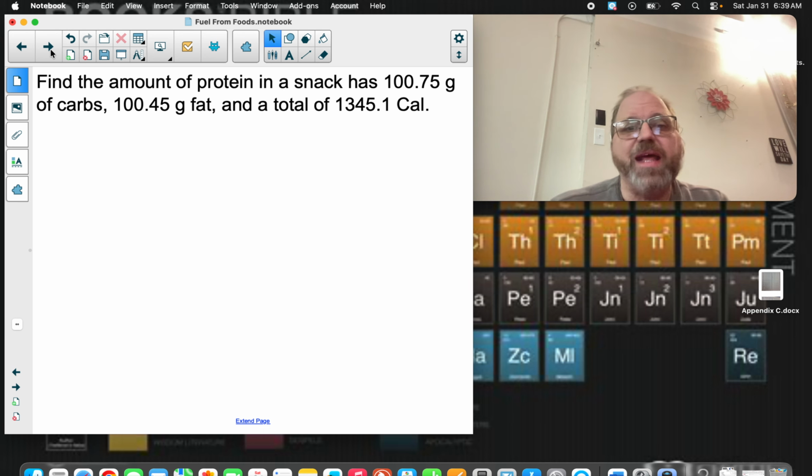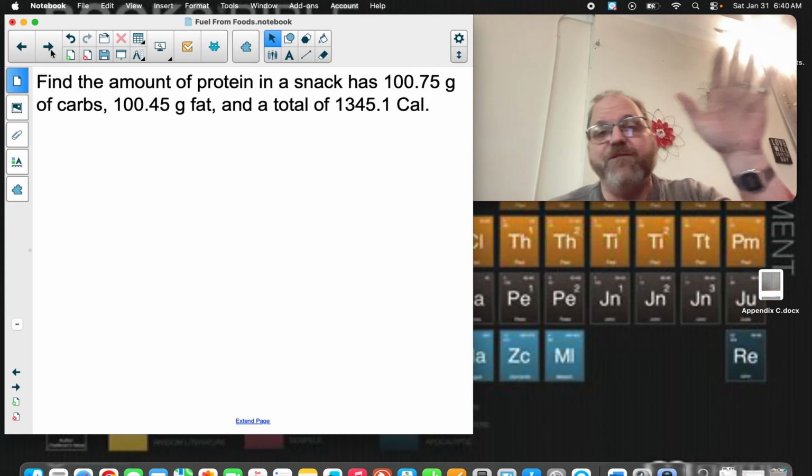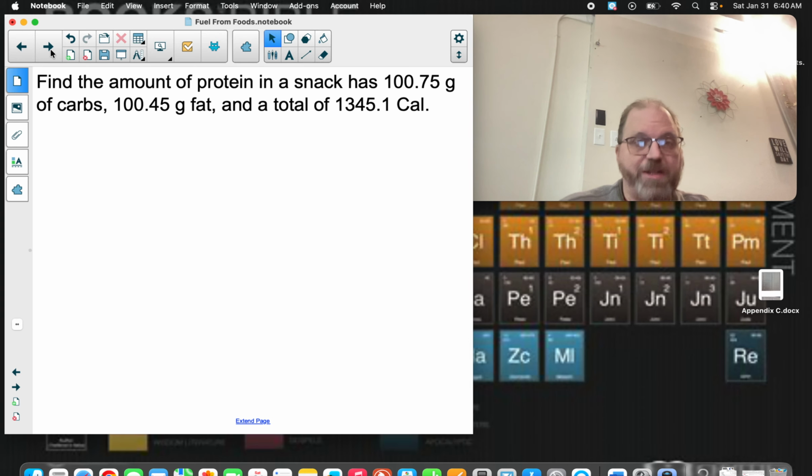Find the amount of protein in a snack with 100.75 grams of carbs and 100.45 grams of fat, and a total of 1,345.1 calories. So we're going to find the others and then find how much protein we have inside of that. So start with our total calories here.